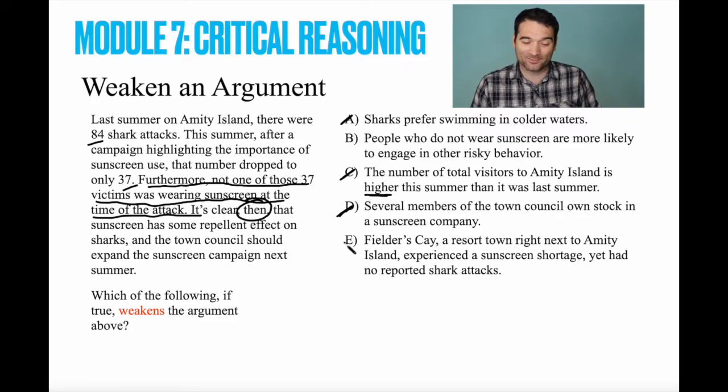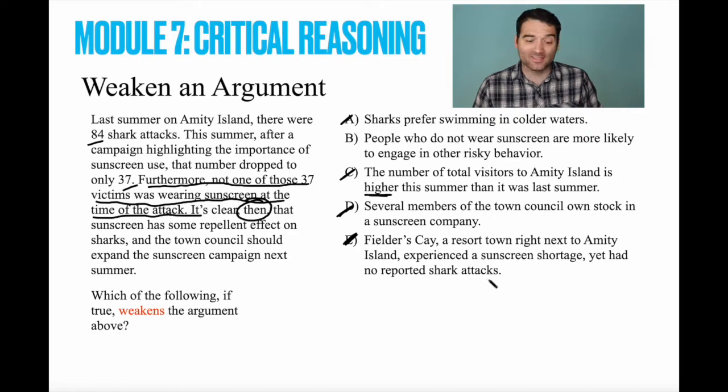Okay, now we're down to answer options B and E. Did you pick one of these? I bet you did. But which one is right? Well, the wrong answer is answer option E. I know. So we'll talk about this. Fielders Cay, a resort town right next to Amity Island, experienced a sunscreen shortage, yet had no reported shark attacks.